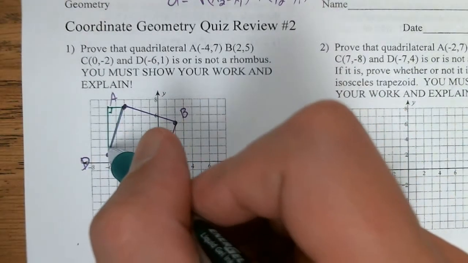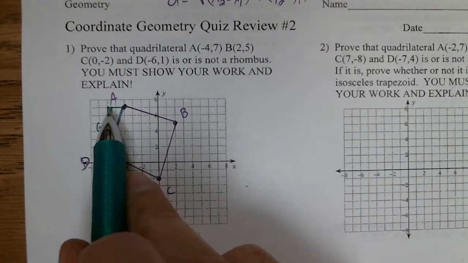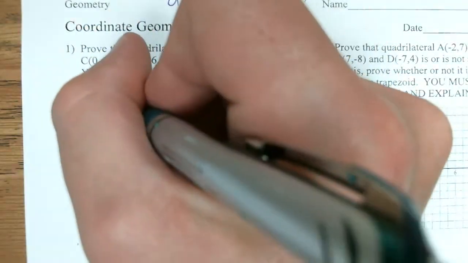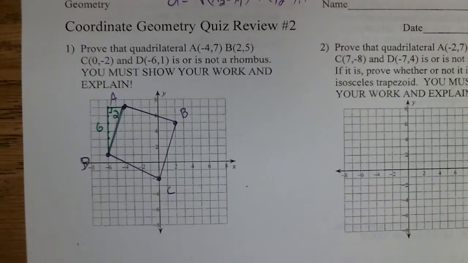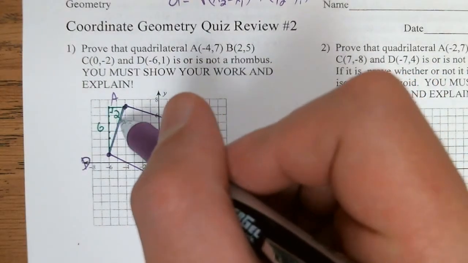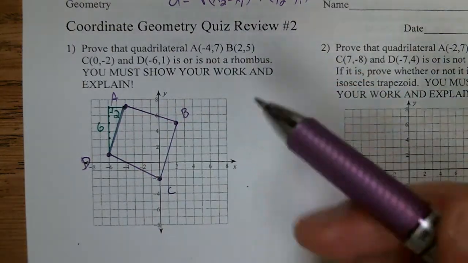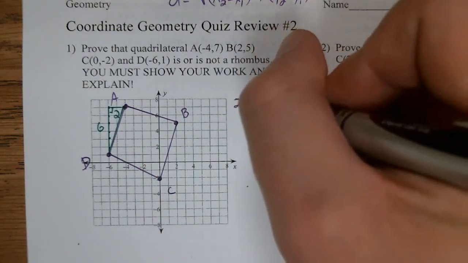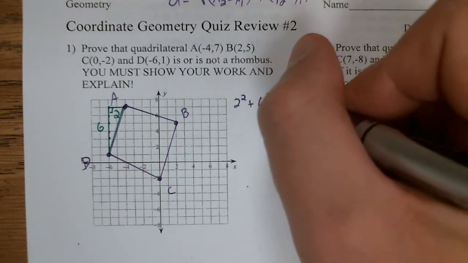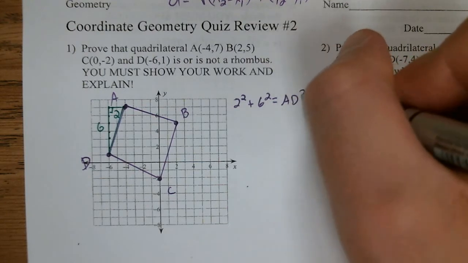So I just count 1, 2, 3, 4, 5, 6, and then this is a length of 1, 2. So there is my right triangle. Over here, I'm just going to say a squared plus b squared equals c squared. This distance AD that I'm trying to find is the hypotenuse of my right triangle, so I'm going to write AD squared.